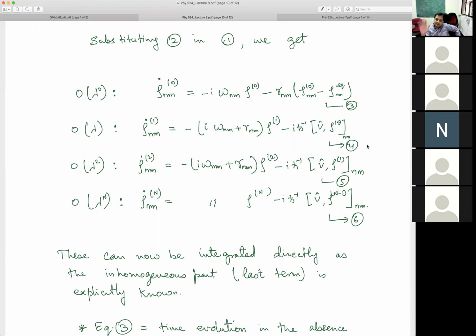In fact, there is a general framework of doing perturbation theory. This power series expansion in lambda.